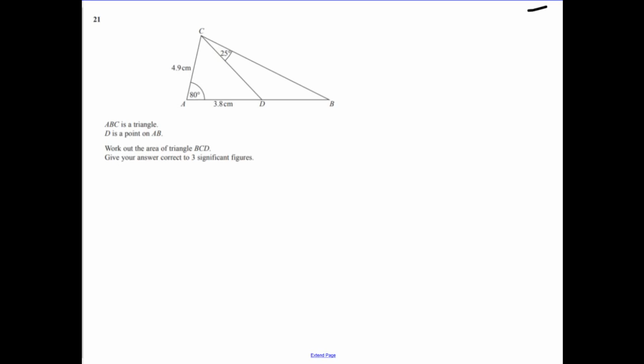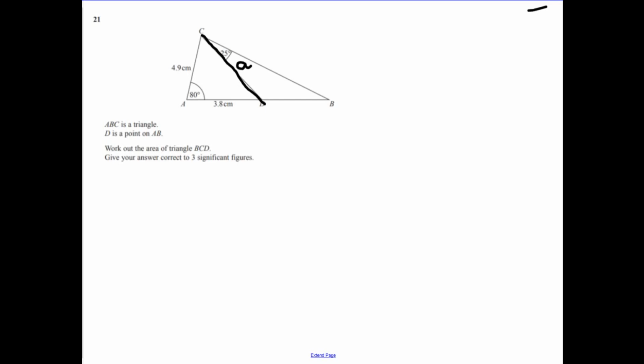Question 21. So we've just got lots of trig going on here. Let's start off by thinking, well, what could we work out first of all? Maybe we could work out the length of this line just here. If we call this little a just there, the first thing is recognizing how we're going to do that.